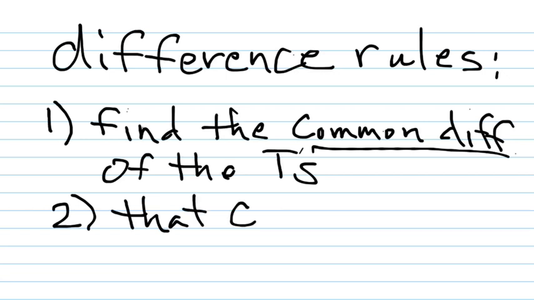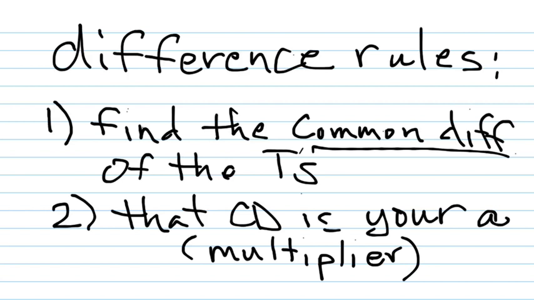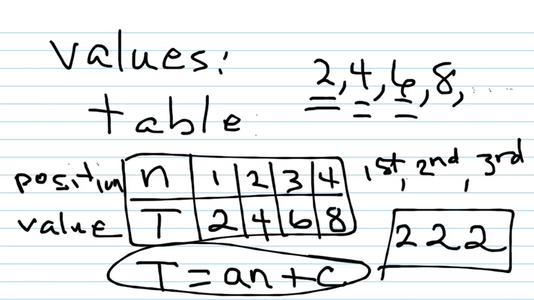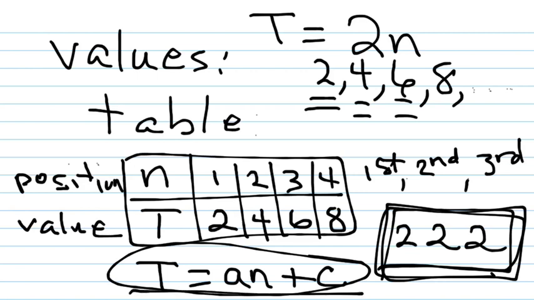That common difference is your A. In other words, the multiplier. Remember I had it as A times N? Well, that gives you your A. That's your common difference. Okay. So I could write this rule as T equals, what is my A in this case that we just did? 2. 2 times N. Using that formula, that general form of the equation.